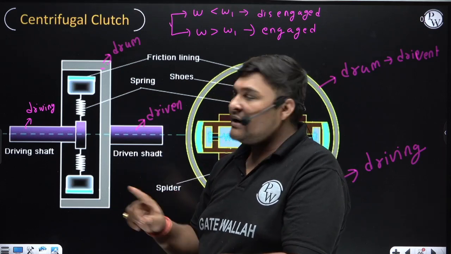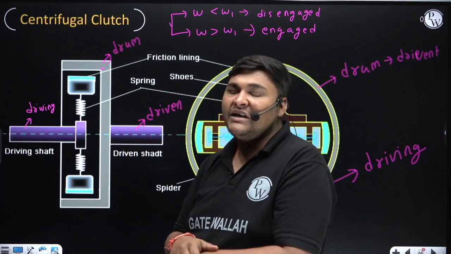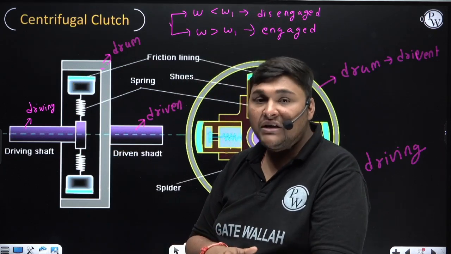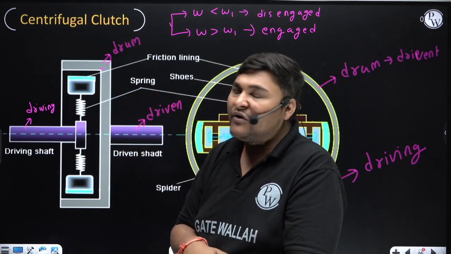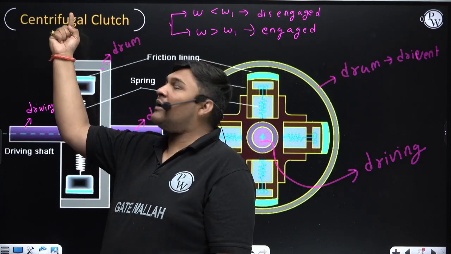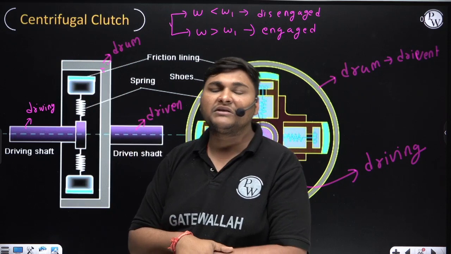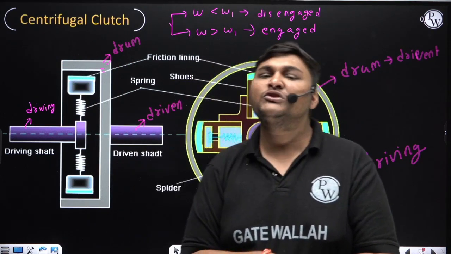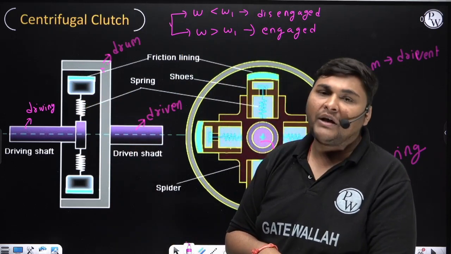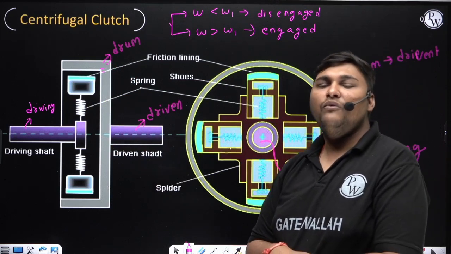So at omega 1, the friction lining will just touch the drum, and after that the spring cannot elongate further. If you increase the speed beyond that value, centrifugal force will increase and the friction lining will try to move outward, but the drum restricts this movement. Due to this, pressure is created between the drum and the friction lining, and torque is transmitted from input to output shaft. But this occurs only after speed omega 1. Before omega 1 there is no contact, no engagement between the friction lining and the drum, and no torque is transmitted from input to output.